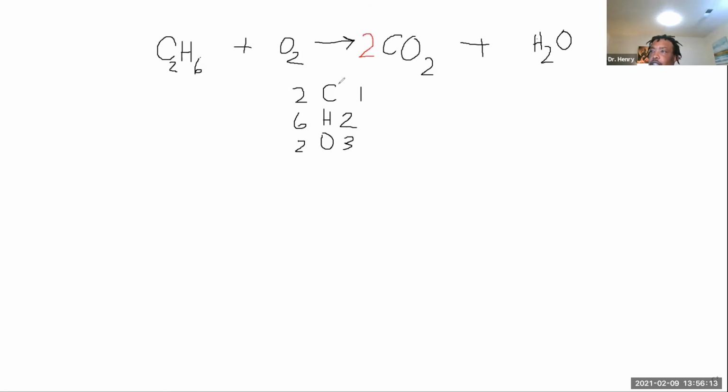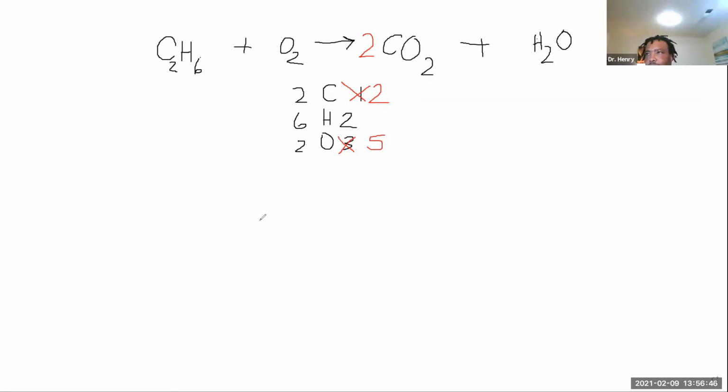So how many carbons do I have now? 2. Okay. How many oxygens? Because oxygens are changing over here now. 5, right? Because it's 2 times 2, so that's 4, plus this one over here. Okay, is it balanced? Nope. So what do I need to do next?